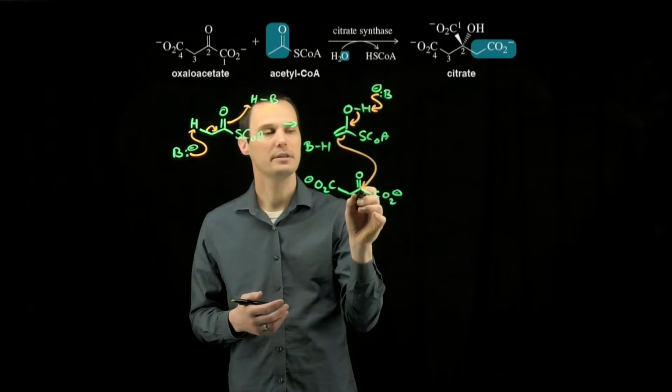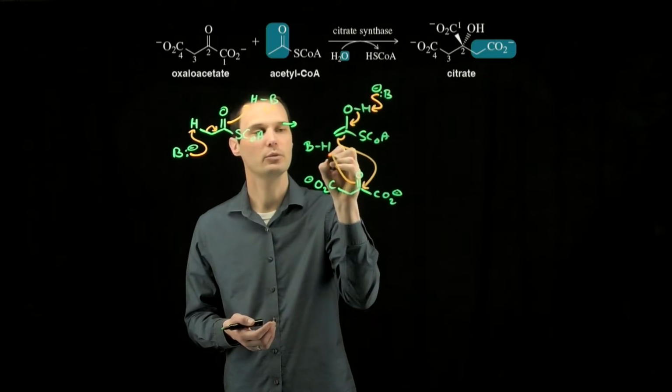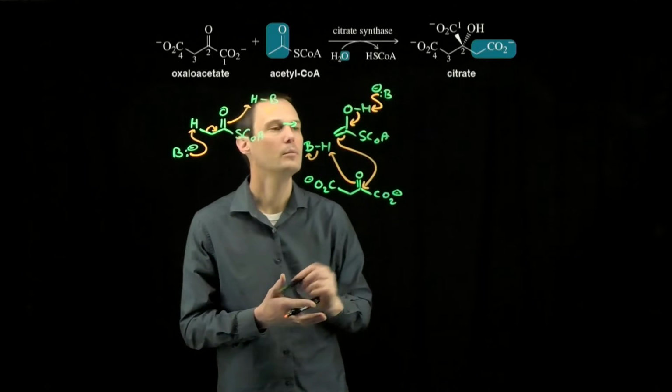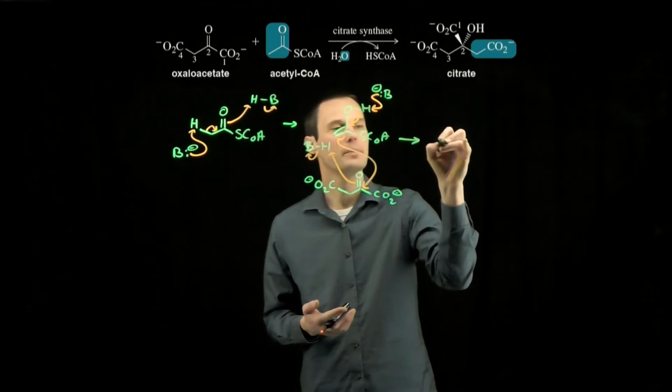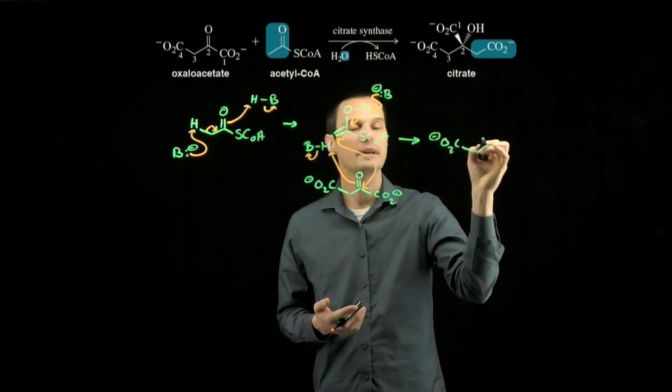That builds up too much electron density around carbon. The carbon-oxygen pi bond will break. Again, instead of forming an O- charge, we'll use the enzymatic acid to directly protonate that oxygen. And that will form the product of this aldol addition step.